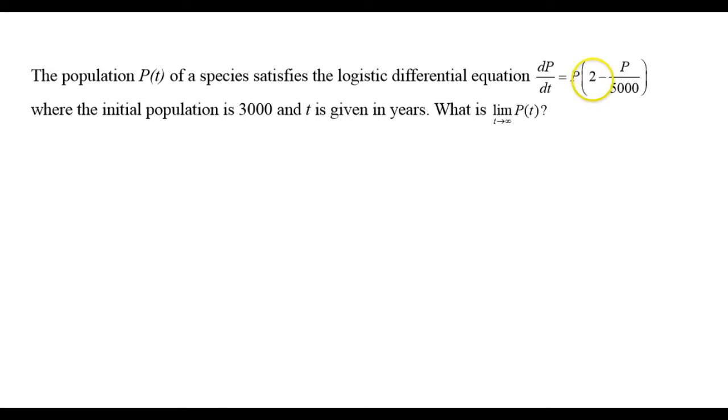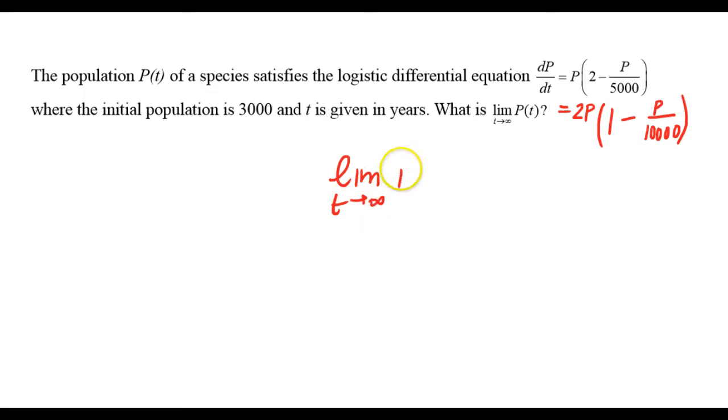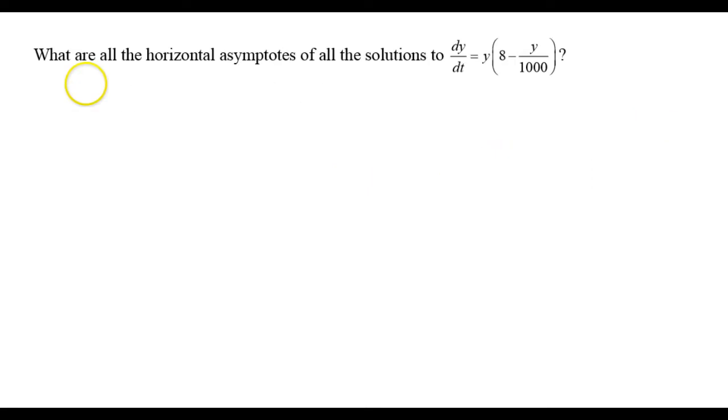I need to have a 1 where this 2 is. So in other words, I need to pull a 2 out of this expression inside parentheses. So I am going to have 2P times 1 minus P over, if I pull out a 2, it's like dividing by 2, so this 5,000 becomes 10,000. And again, if I need to double check, I can always think about distributing the 2 back in. I'd get 2 over 10,000, which in half is my 5,000. So this does work out. So this limit as t approaches infinity of P of t is the carrying capacity, 10,000.